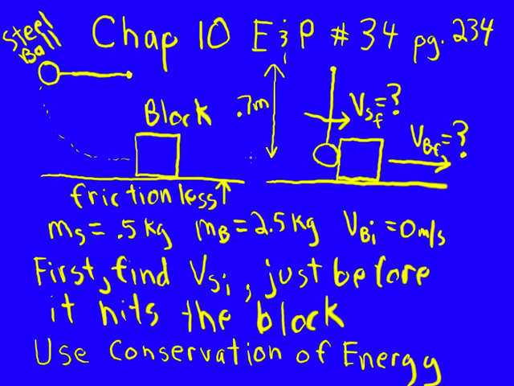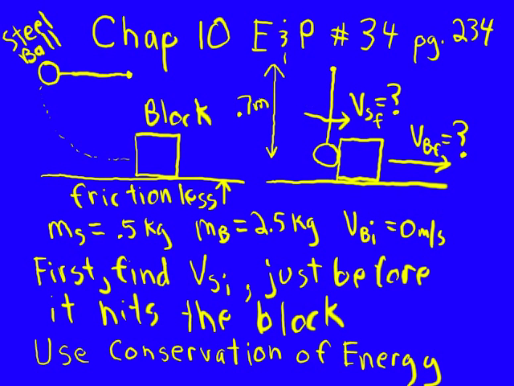Let's take a look at an elastic collision. That's one where momentum and kinetic energy are conserved. In this one, we have a steel ball hanging from a string as a pendulum. It's held horizontally, allowed to swing down, and it collides with a stationary block, and we are told this is an elastic collision. We want to figure out the final velocity of the steel ball and the final velocity of the block.